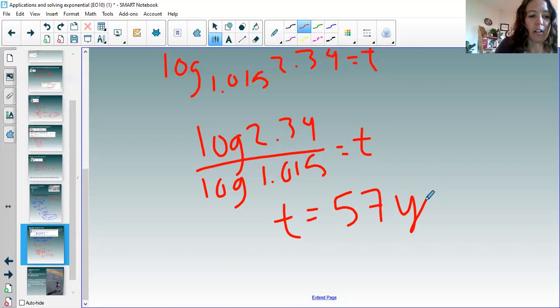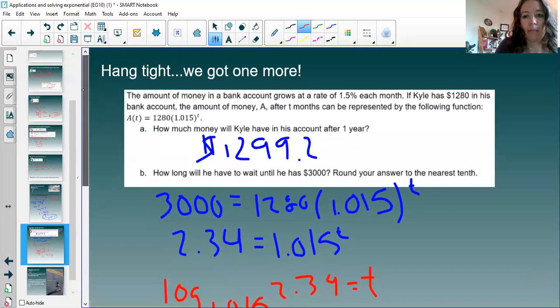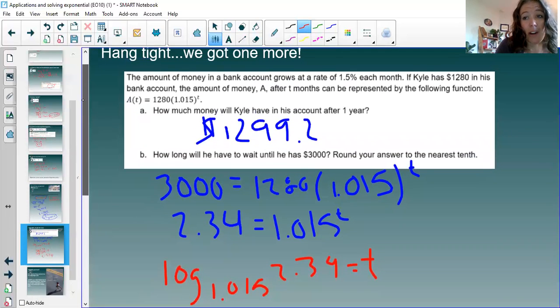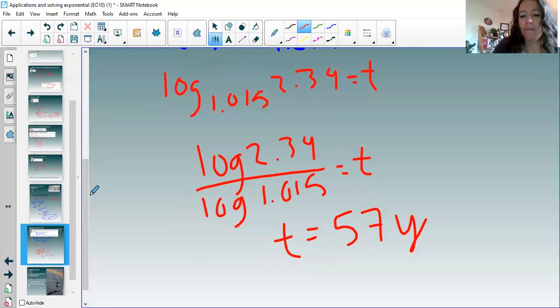Oh, I almost wrote years. What is it though? It is months. I was going to say that would be a very long time, right? Kyle would have to wait a very long time. But he just has to wait some months. So this is 57 months.